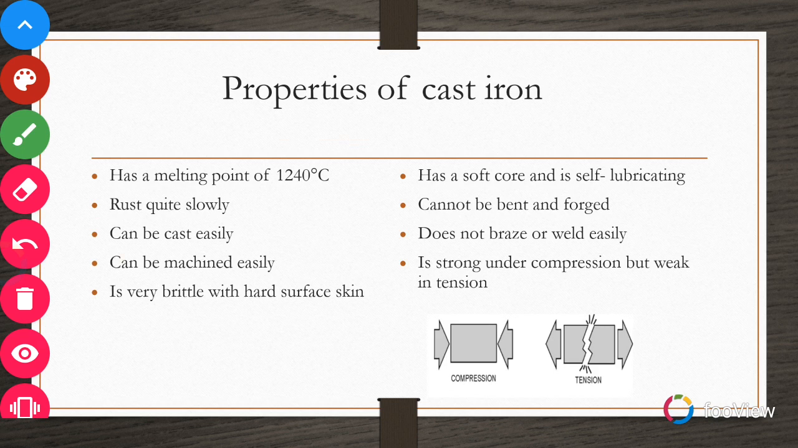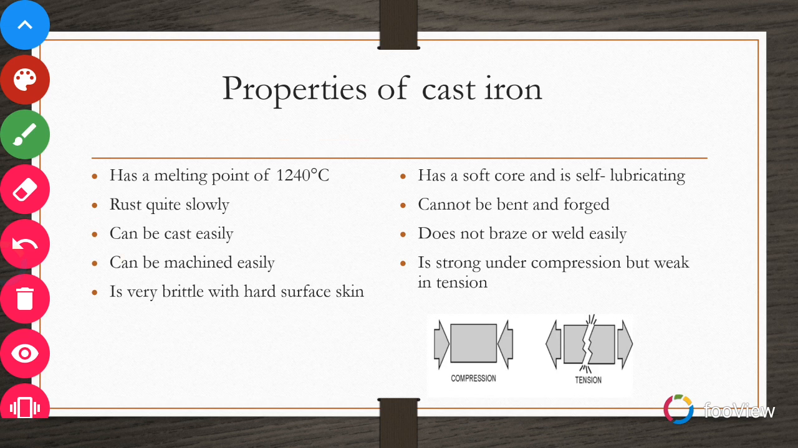Properties of cast iron. Cast iron has a melting point of 1240 degrees Celsius. It rusts quite slowly. It can be machined easily, which means that it can be cut through very easily. It can also be cast easily. It is very brittle with a hard surface skin. It has a soft core and is self-lubricating.